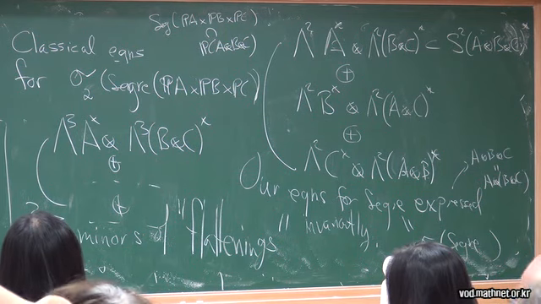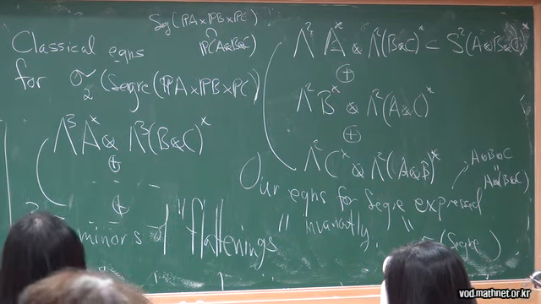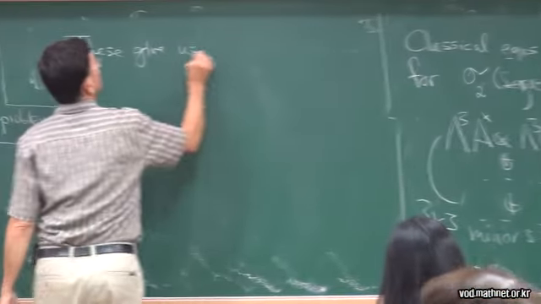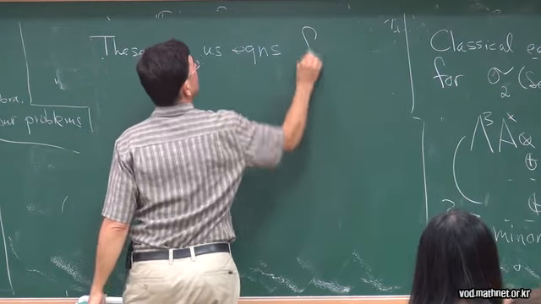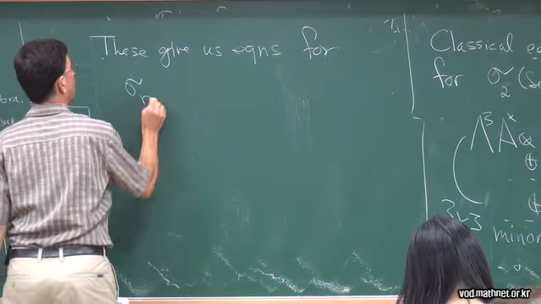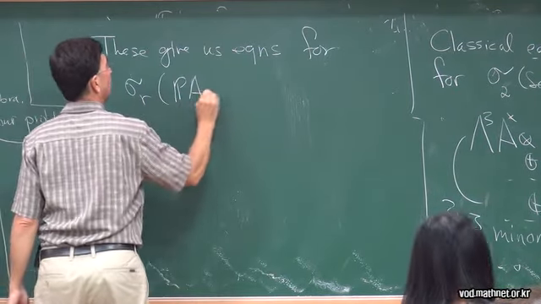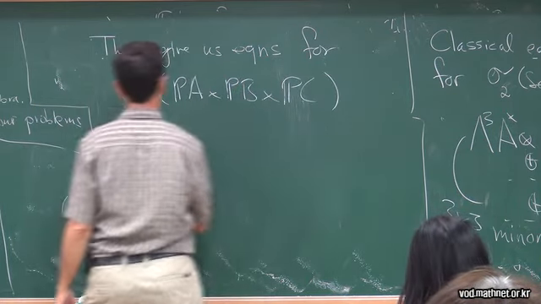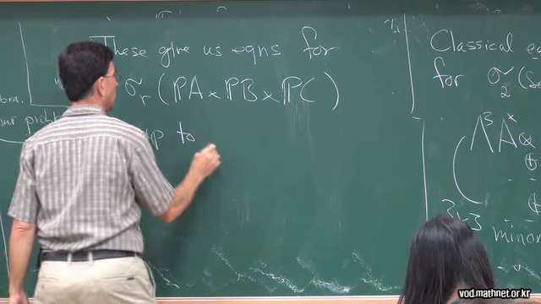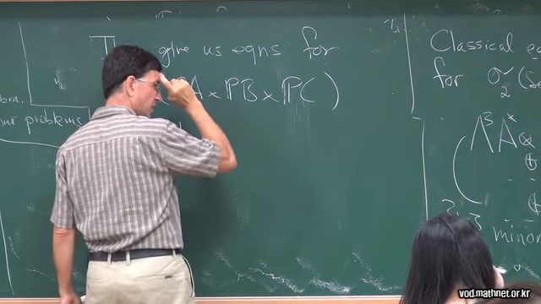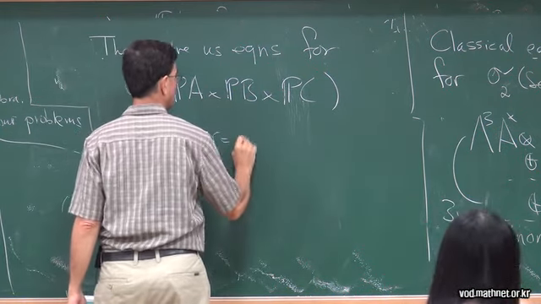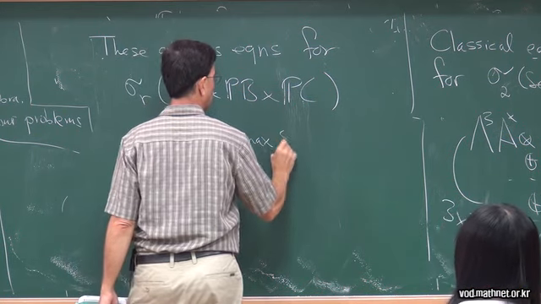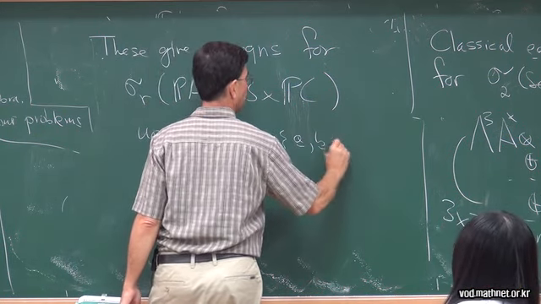And these give us equations for sigma r of PA cross PB cross PC up to, well, I guess the max of A, B, and C.